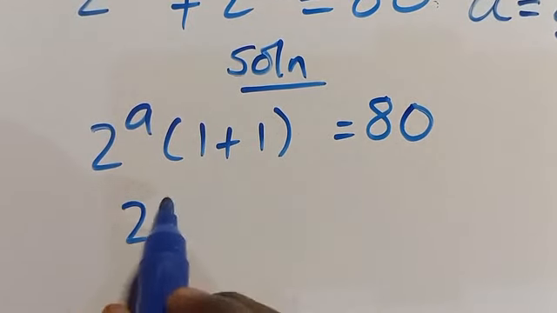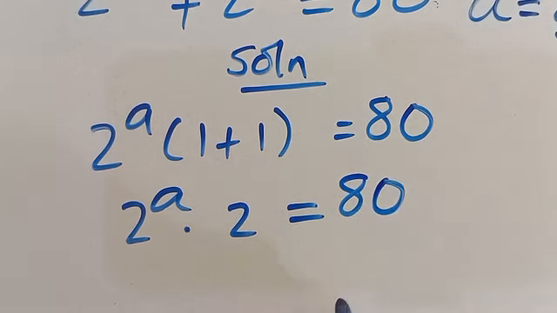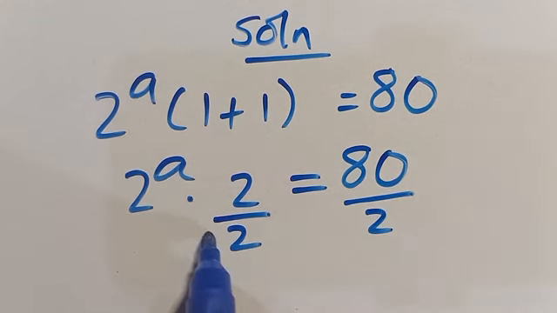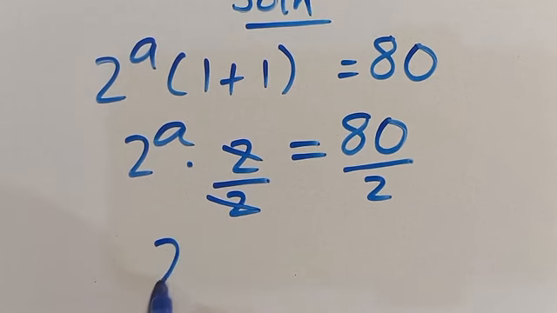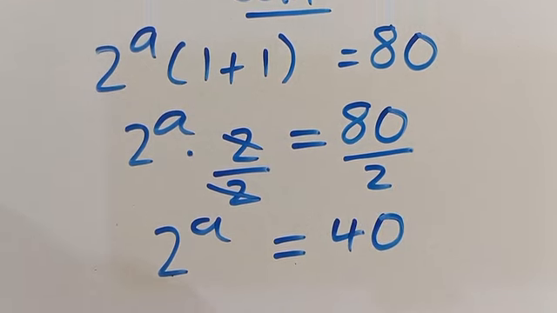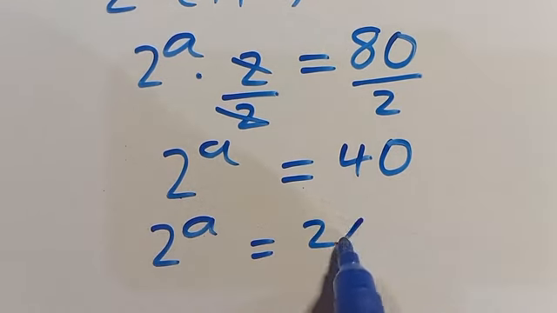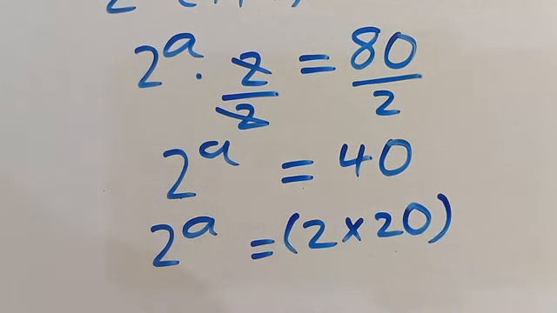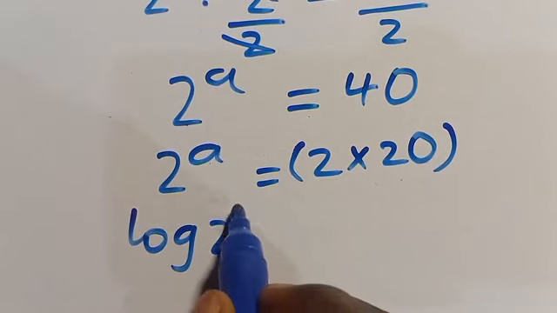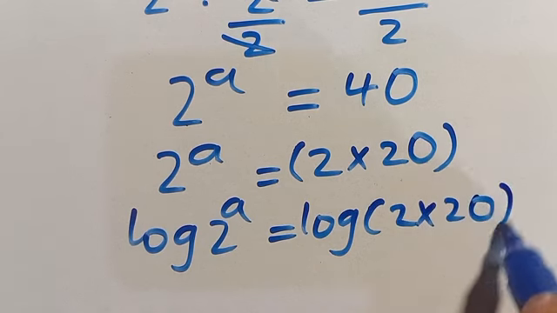So from here we have 2 to the power of a multiplied by 1 plus 1 will give us 2, equals 80. So dividing through by 2, this will take away this. So we're going to be left with 2 to the power of a equals 80 divided by 2 will give us 40. Then from here we have 2 to the power of a equals 2 times 20, which will give us 40. Then let's introduce log. We have log 2 to the power of a equals log 2 times 20.